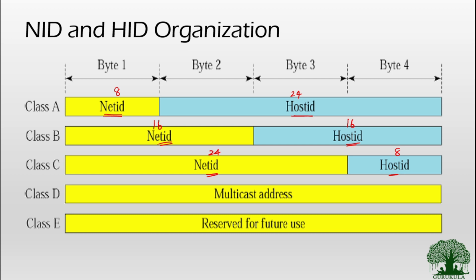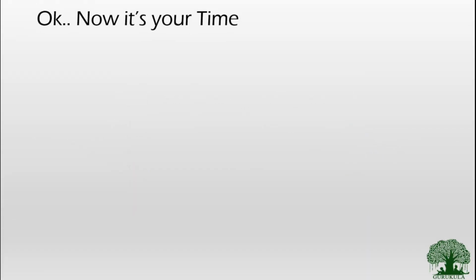As far as class D and class E are concerned, there is no separation of net ID and host ID. Class D is completely used for multicast addresses, and class E is completely reserved for future purposes. We cannot use it for any other functions. So this is what we have to understand. So now it's your time.